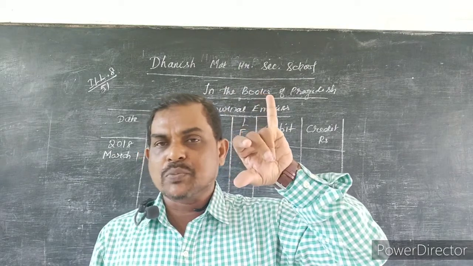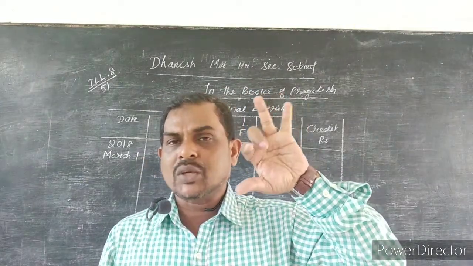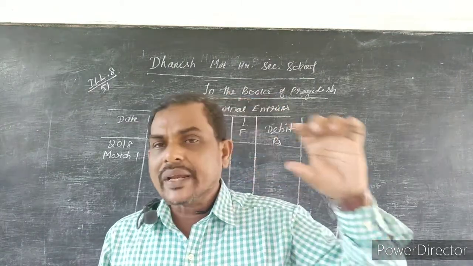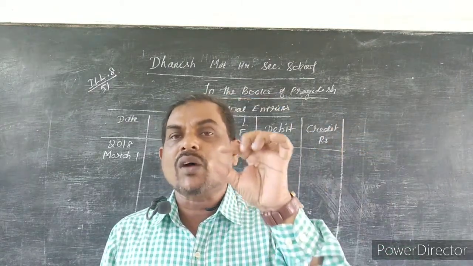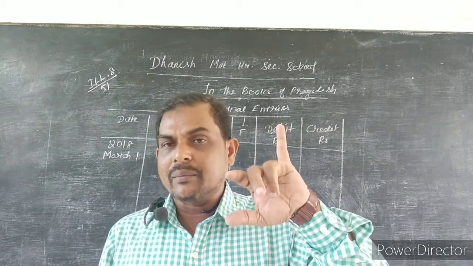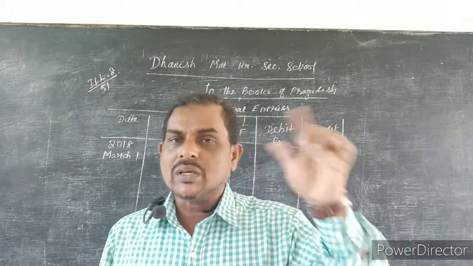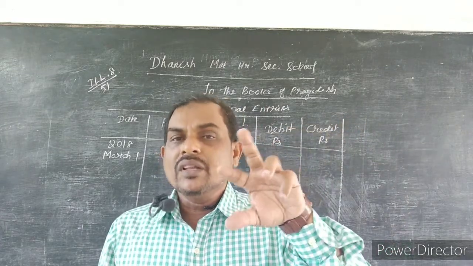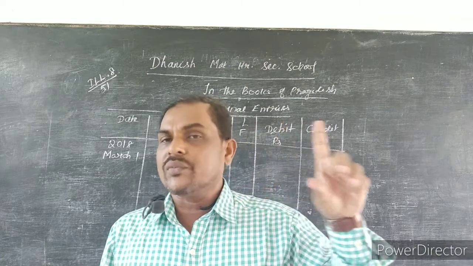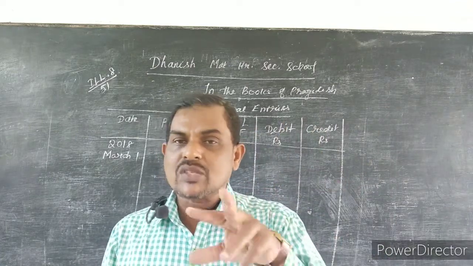One is the nominal account, that is purchase. The other is the personal account, Y and Company. Whenever you read a transaction, you must first find out what accounts are there. Y and Company is a personal account, and purchase of goods is a nominal account. In these two accounts, one account will come in the debit and the other in the credit. We have to find that out based on the rules.